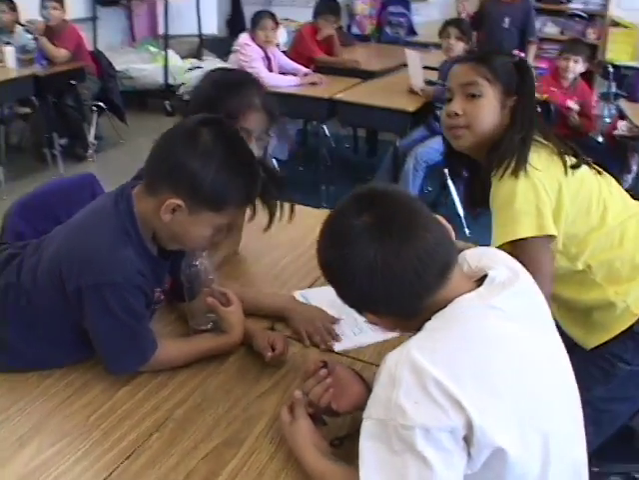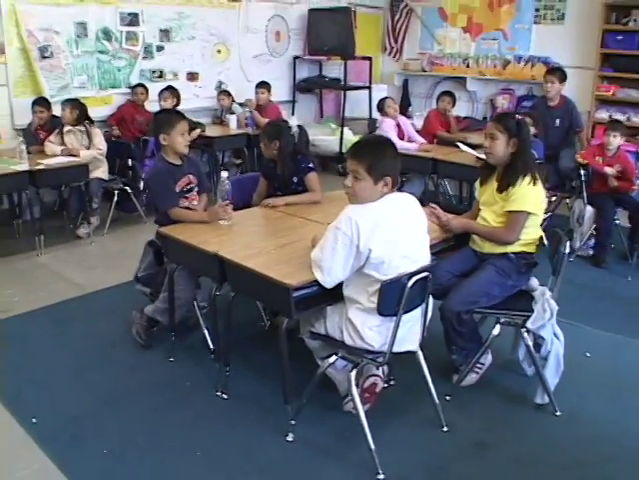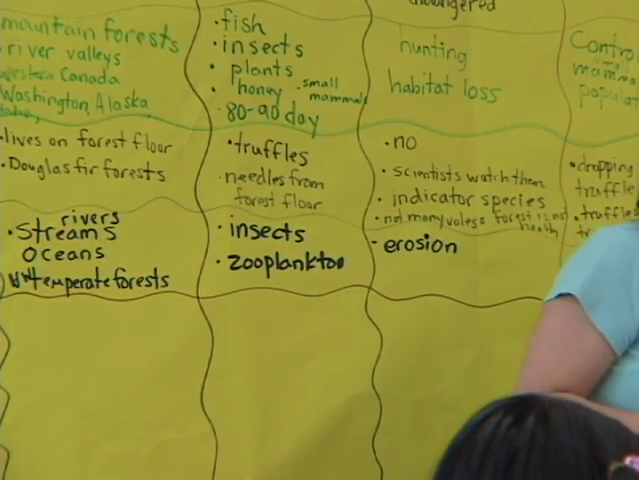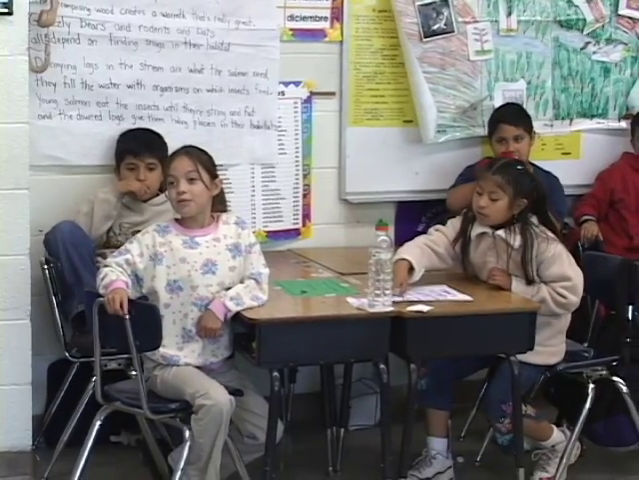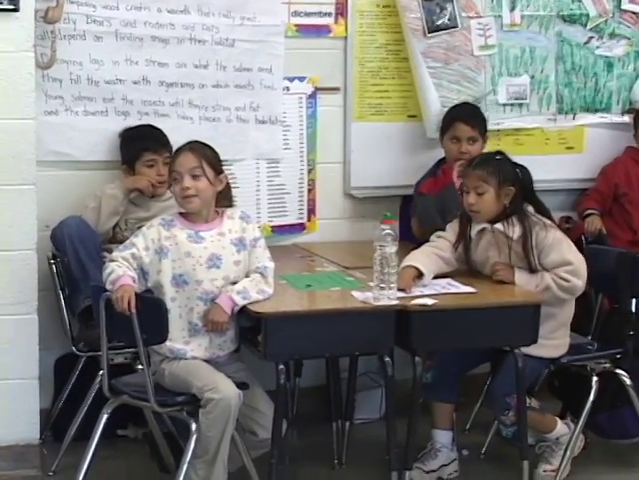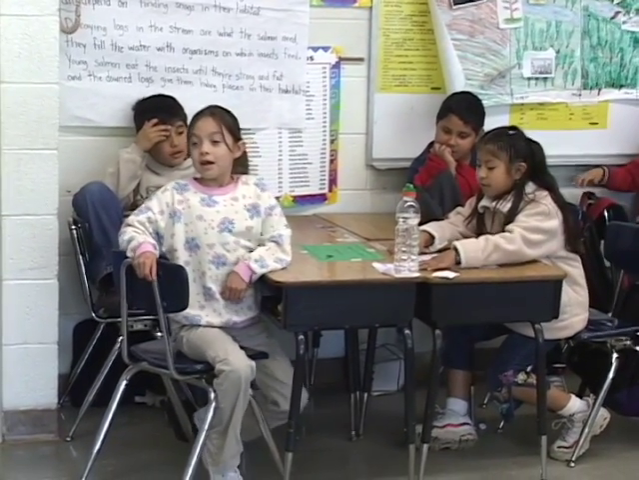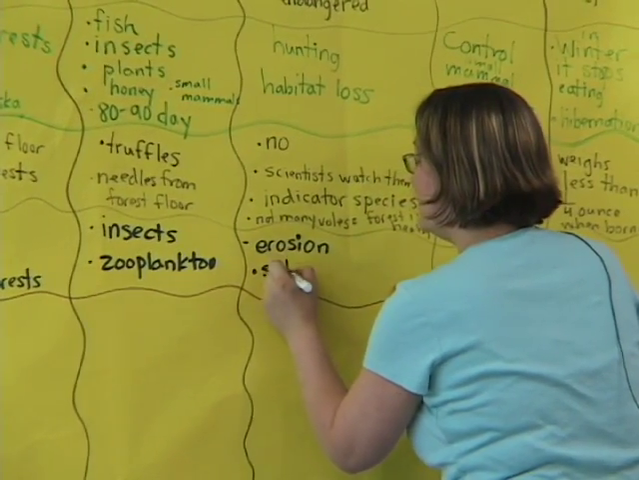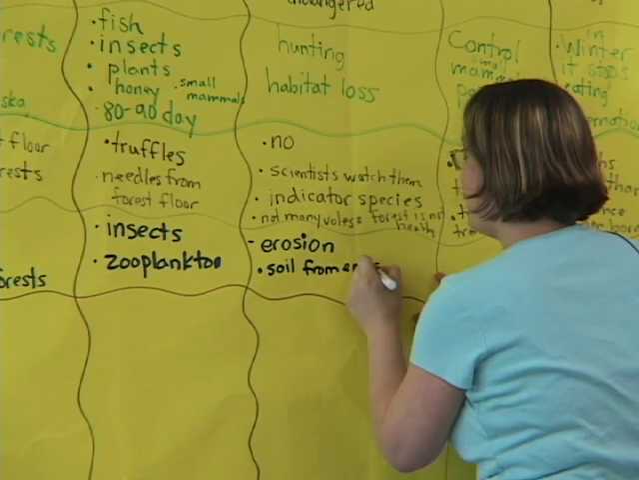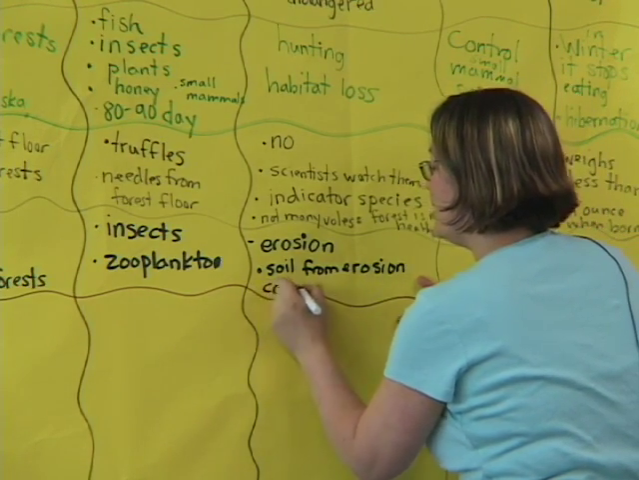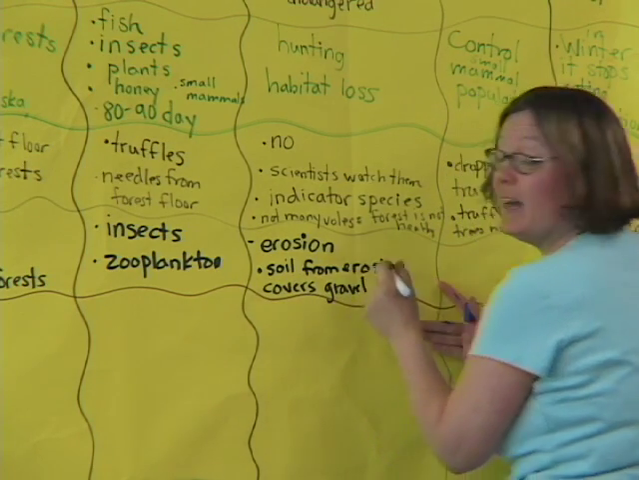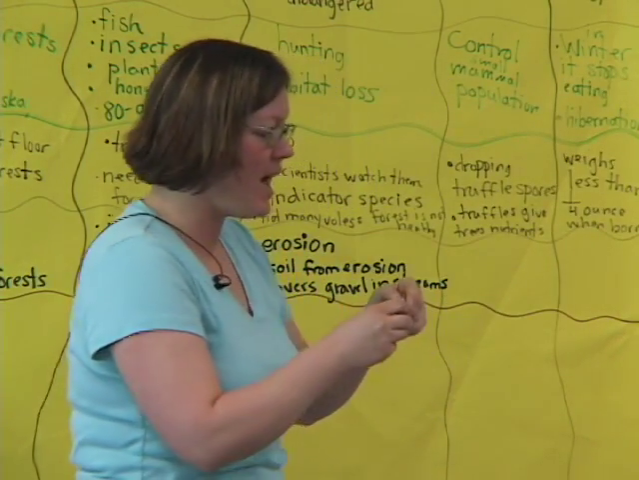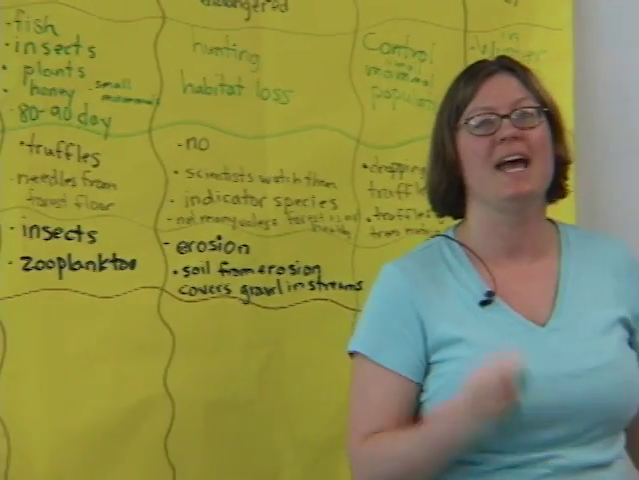One, two, three, eyes on me. Yellow, number one. The bug gets into the water and covers the little frog. Right, the soil from the erosion from when they log or mine, it covers the gravel where they lay their eggs in the streams. Good. Next question. Why are salmon important to the forest? Ready? Heads together.